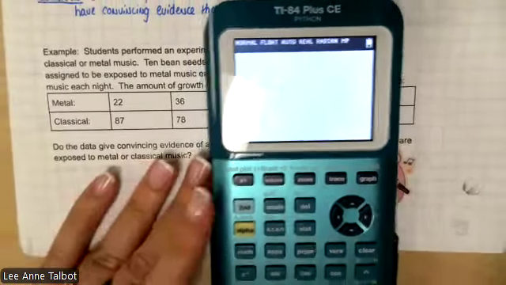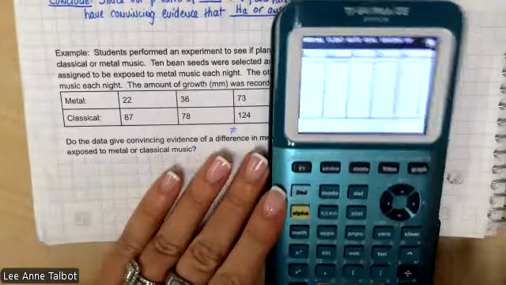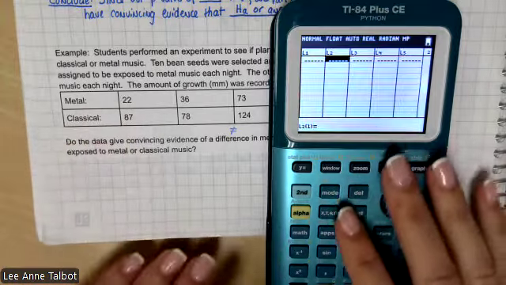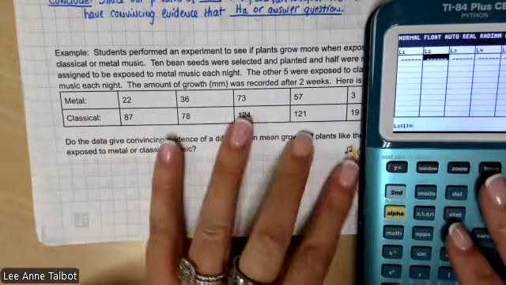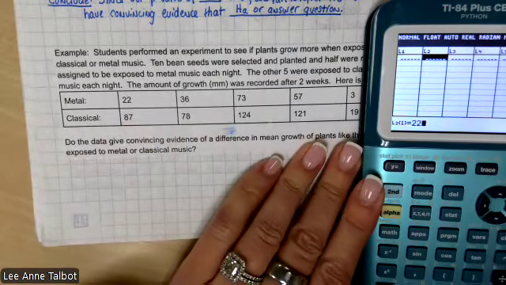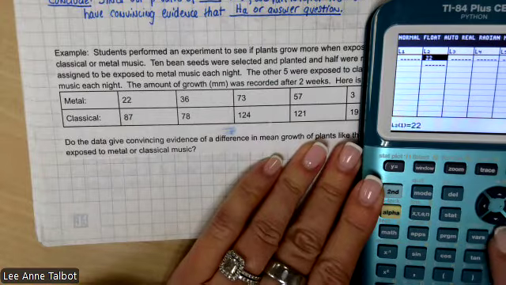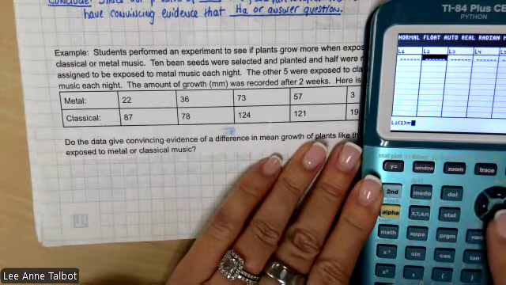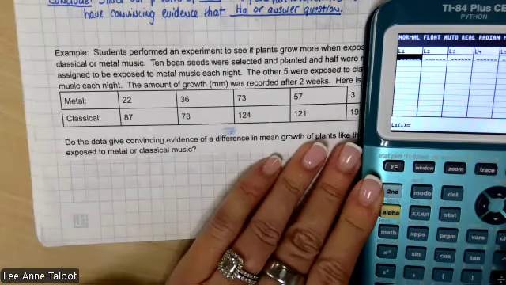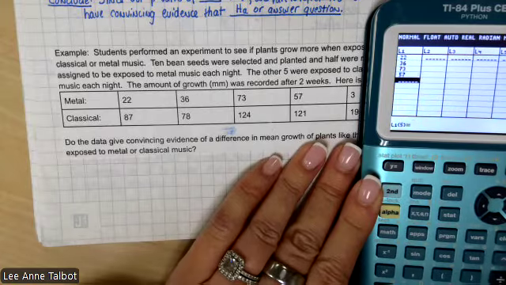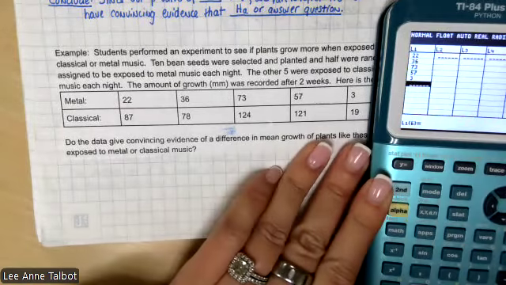I'm gonna go stat, enter, clear anything out that you have in there. I'm going to put the metal numbers in L1. That's not L1. Why am I struggling? Three. That poor plant.